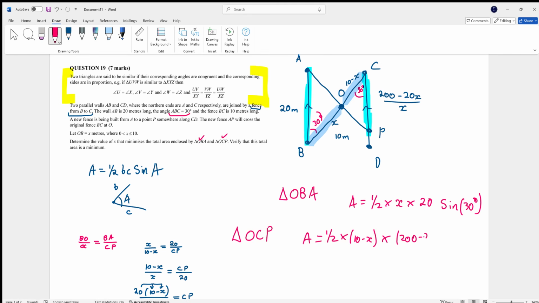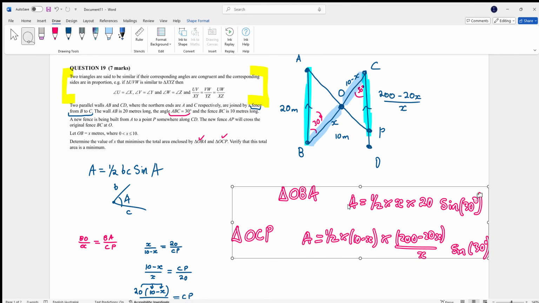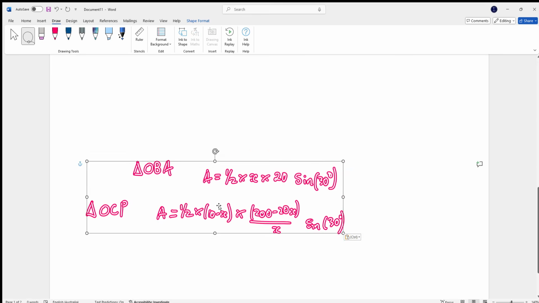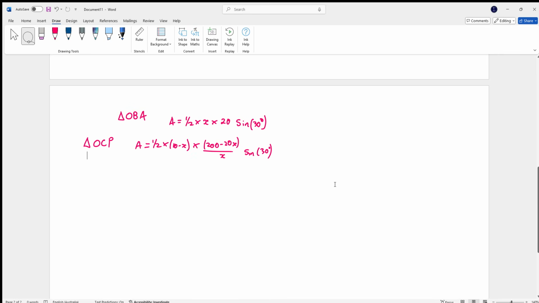200 minus 20x over x sine of 30 degrees. Alright, that's the hard part done. So, now that we've got that information, let's move it down to another page because I'm going to run out of room up there. Okay, remember the goal is to minimize the area. So we need to create an area function that depends on x, meaning you just add these two together. But before we do that, let's simplify things here.